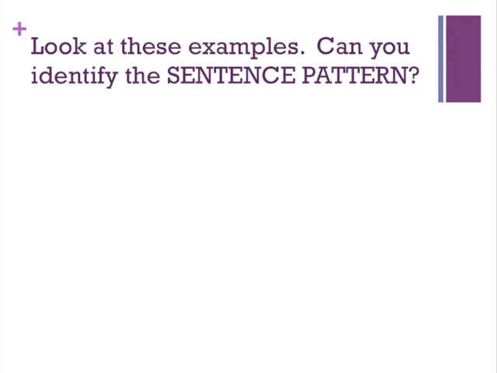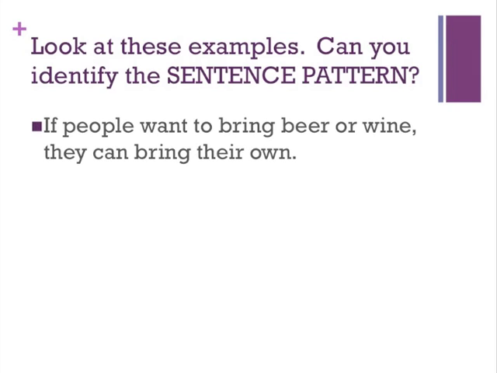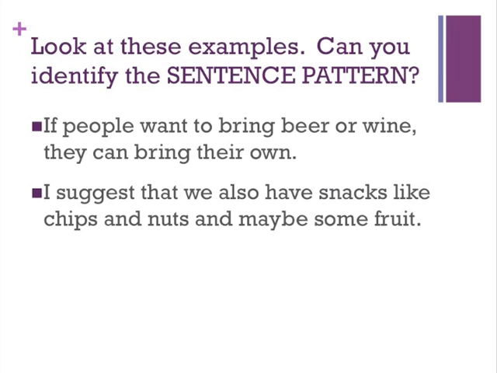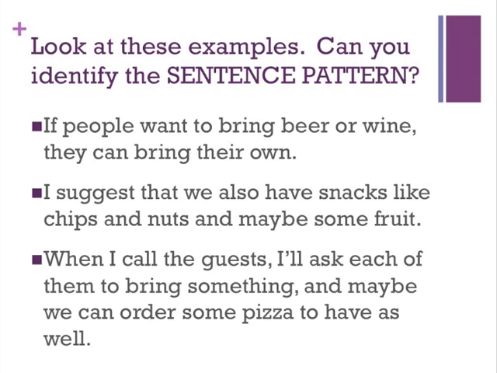So let's look at these examples. Can you identify the sentence pattern? If people want to bring beer or wine, they can bring their own. I suggest that we also have snacks like chips and nuts and maybe some fruit. When I call the guests, I'll ask each of them to bring something, and maybe we can order some pizza to have as well.